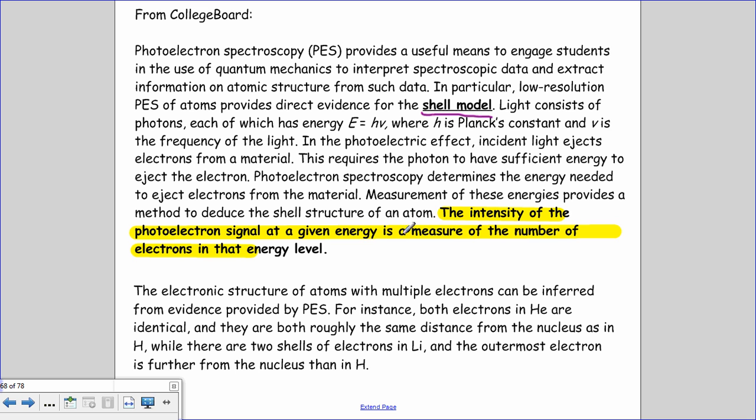And then we're going to relate the number of electrons in a shell or subshell to the intensity of a peak on a graph. So the higher peak versus a little peak means there are more electrons in that energy level. I'm going to tell you how I go through and solve some of these too. So here's my first example.